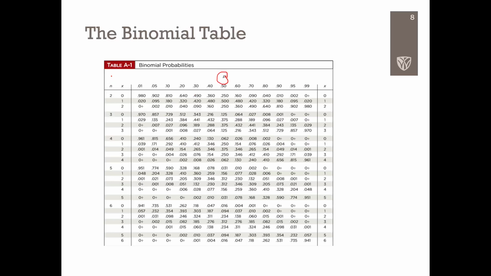And then down the side we have n, which is the number of trials, and then we have lowercase x, and the values in that table are just the probability that a binomial random variable is equal to little x. For a particular problem we need to know the value of n, we need to know the value of p, and then we can compute our probabilities.